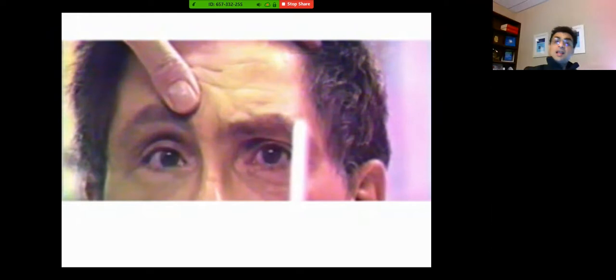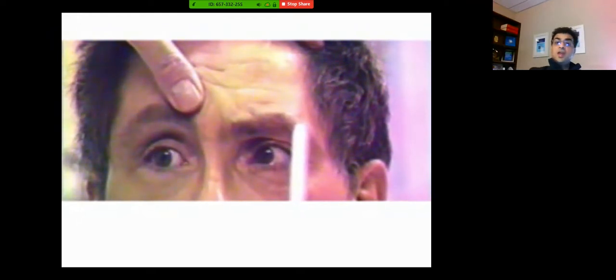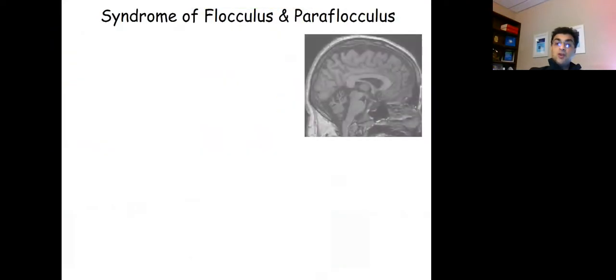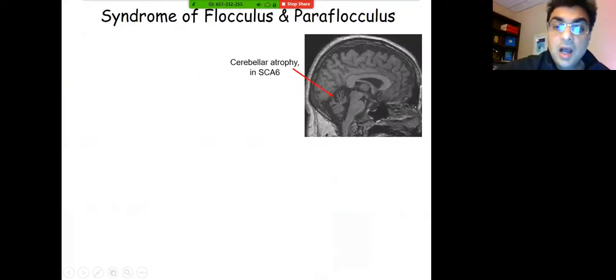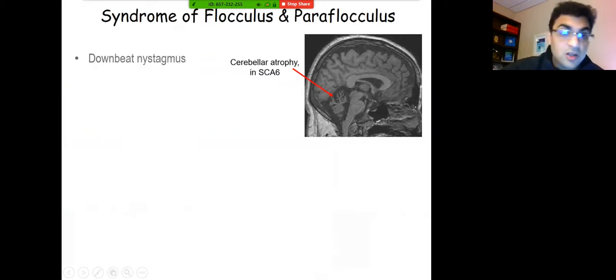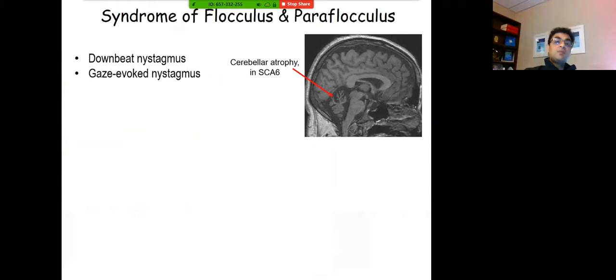Then a very classic floccular syndrome, which is a deficit in the flocculus and paraflocculus. For example, you can see that in many deficits, but this is classic SCA6, where you have deficit in flocculus and paraflocculus. What you see is downbeat nystagmus, gaze evoked nystagmus, rebound nystagmus.